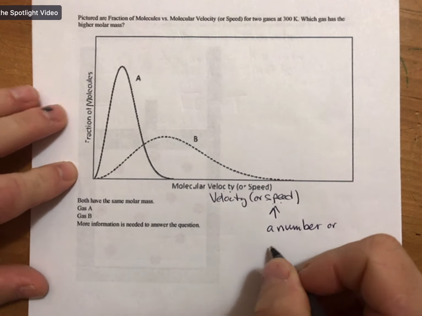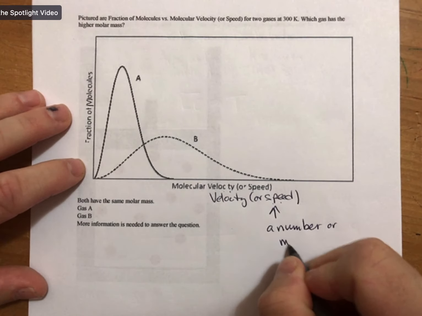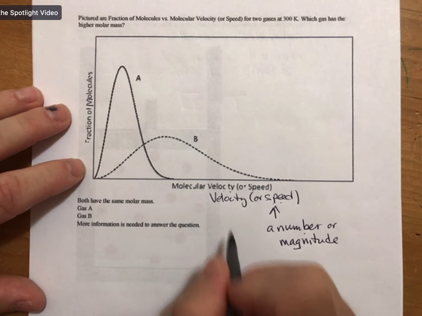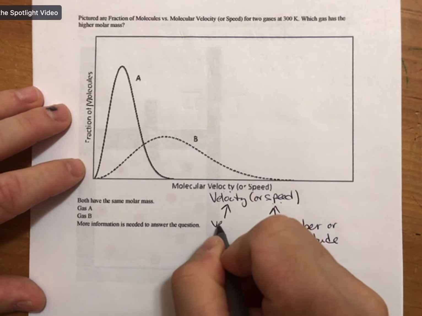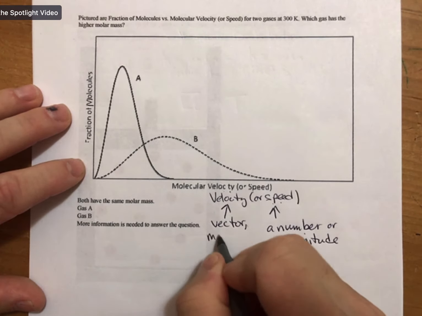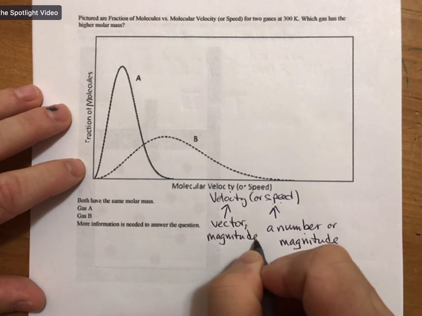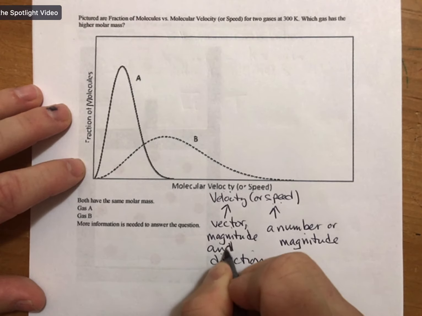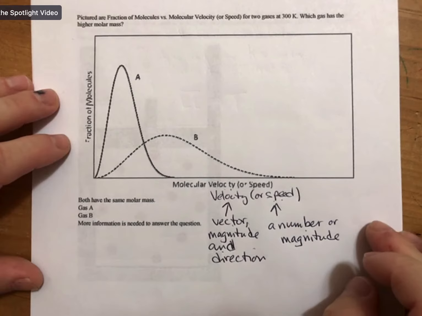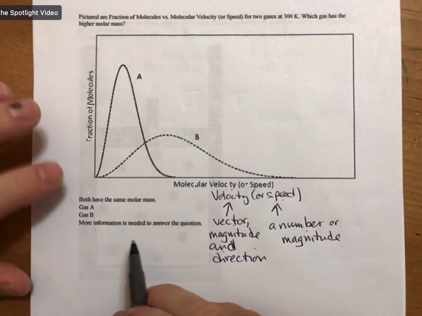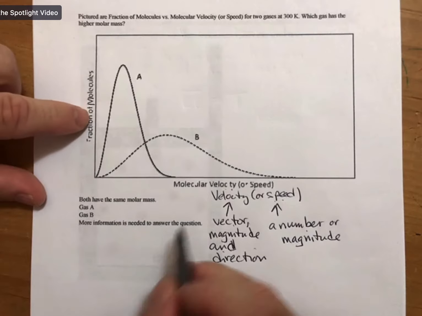Or another word for a number is magnitude. Whereas velocity is a vector, so has magnitude and direction. And I don't mention that so much for this course, but for those of you who have taken other courses, just to relate the difference there. So thank you.